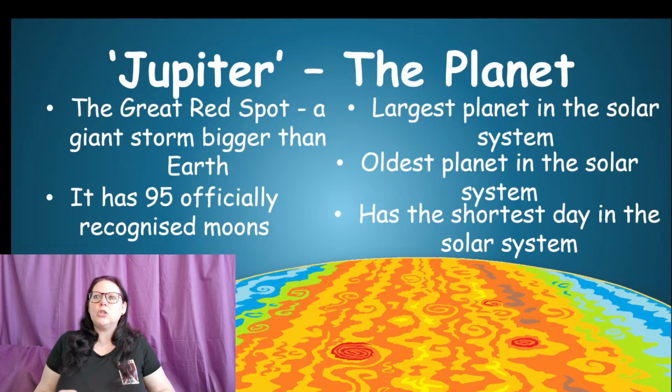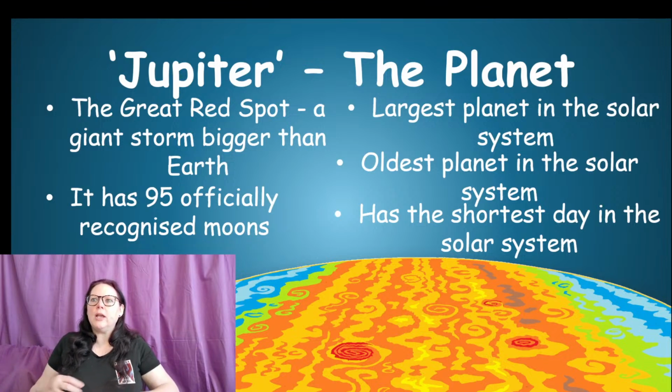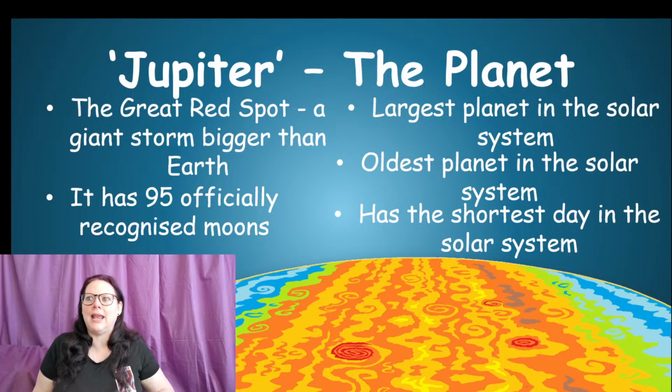It takes 43 minutes for sunlight to travel from the sun to Jupiter. Jupiter forms a kind of miniature solar system with 4 large moons, and then there's lots and lots of smaller ones, and there are 95 officially recognised moons around Jupiter. The 4 largest moons were first observed in 1610, so we're talking a long time ago, by Galileo Galilei, and he was using a very early version of a telescope.